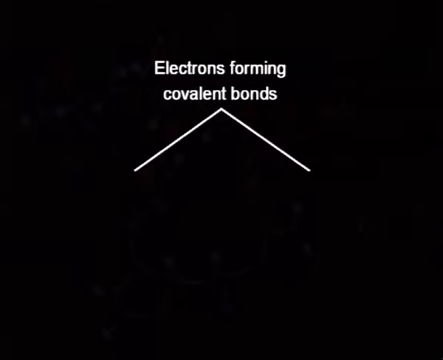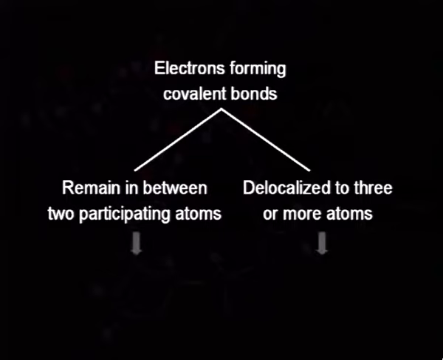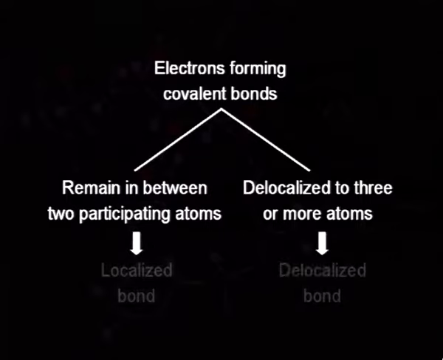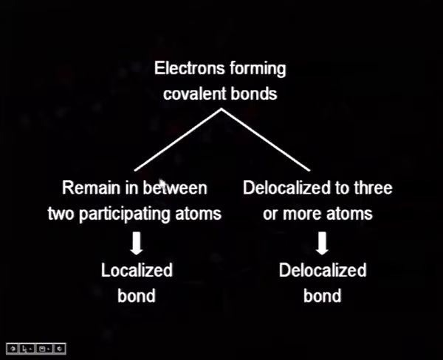Now there are two possibilities when a covalent bond is being formed. Electrons participating in the bond formation may remain in between the participating atoms, resulting in the formation of a localized bond, or these electrons may be delocalized between 3 or more atoms. In this way, it may give the delocalized bond formation.